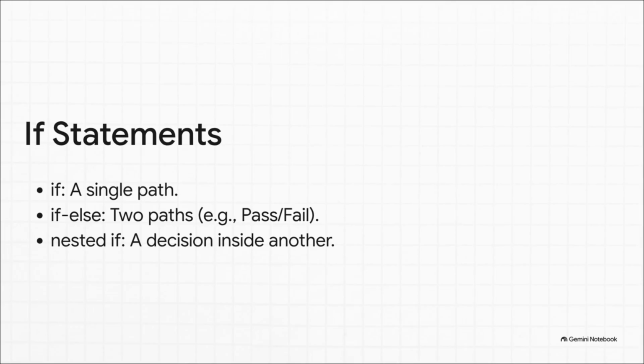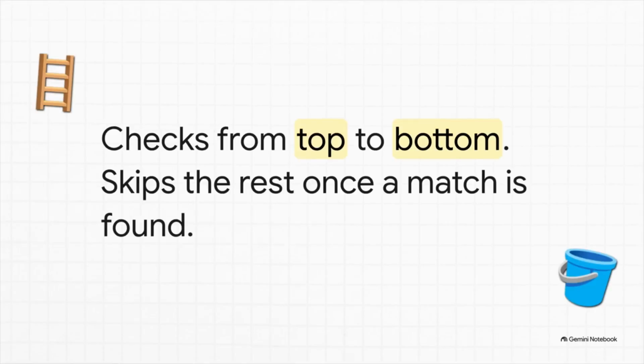Like if they passed, let's ask a second question: is their mark 85 or above? If yes, print pass with distinction. But what if we're dealing with a whole bunch of different grades? That's where the cascading if-else-if ladder comes in. It smoothly drops the student's mark into the correct letter grade bucket by checking conditions from top to bottom.